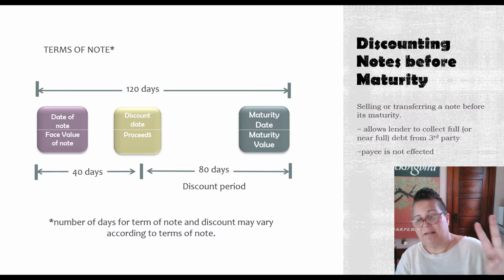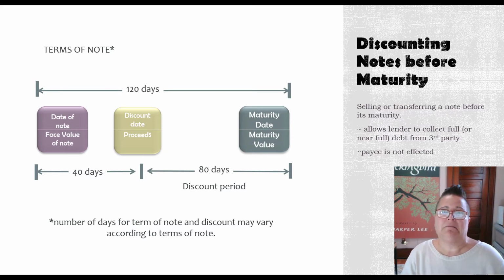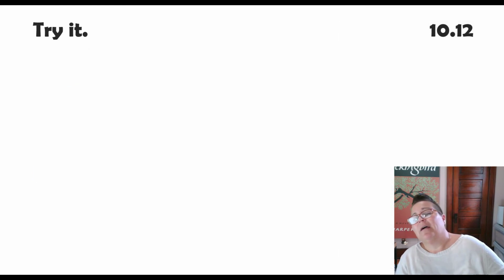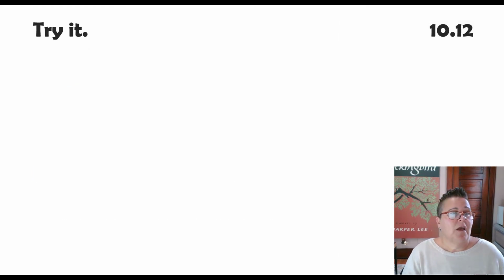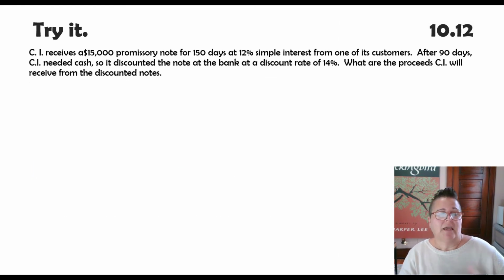Okay, I have 3 examples, and let's see how quickly. I don't know if I want to go quick. All right, but let's try some of these. Our first example says CI receives a $15,000 promissory note for 150 days at 12% simple interest from one of its customers.